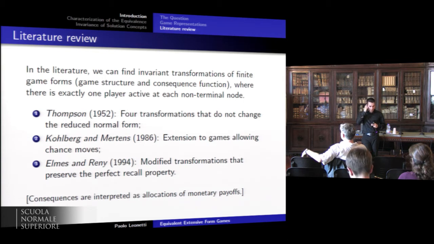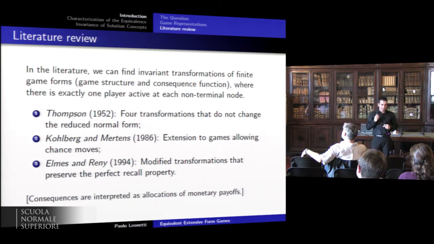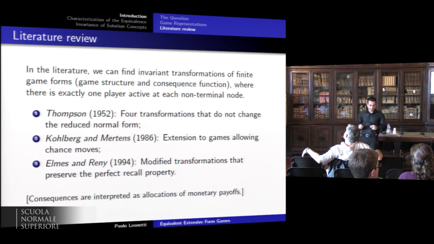Why are we talking about perfect recall? Because we are talking about transformations just according to the rules of the game. It means that the personal features of the players have nothing to do with this transformation. So if we don't take into account the personal features of the player, then perfect recall has to be satisfied. It means that if a player chooses at a certain point, then he has to remember later that he has played. And these two nodes cannot be in the same information set.